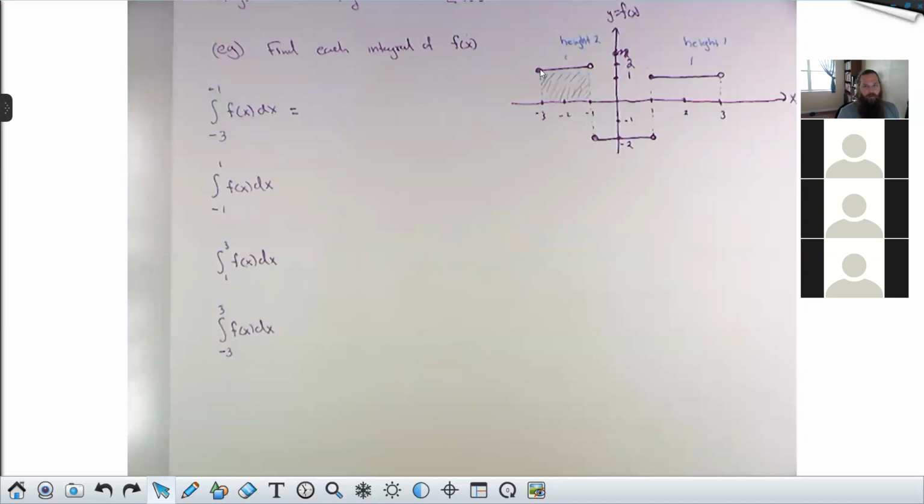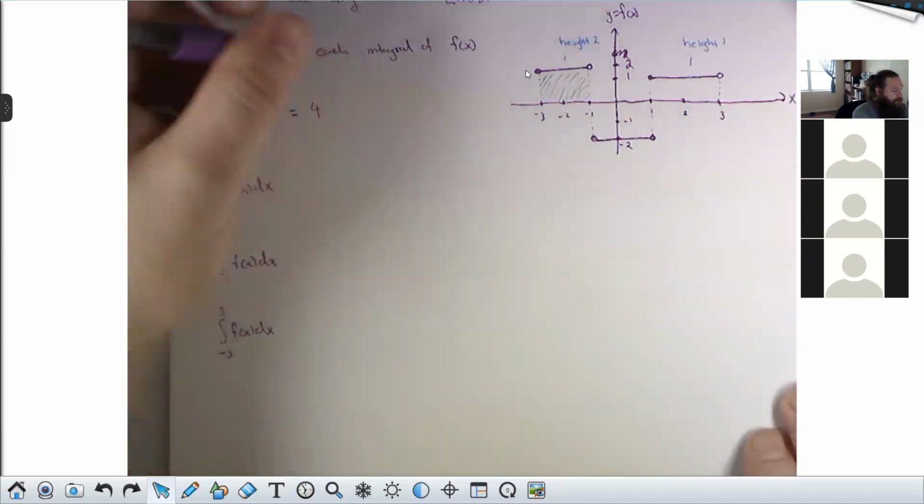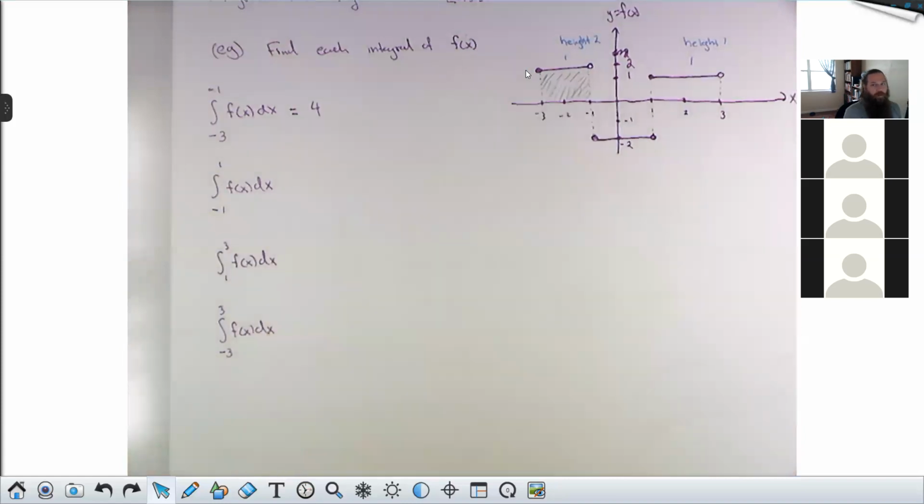So what's the width of this rectangle? Yeah, we go from -3 to -1. How much width is there between -3 and -1? Yeah, 2, right? Thomas got it in chat there. The width of this rectangle is 2, and the height of this rectangle is 2. So the area here is 4. It's above the x-axis, so we count it as positive.